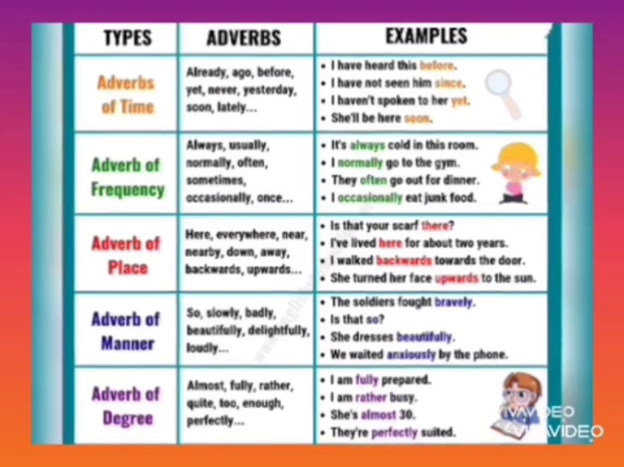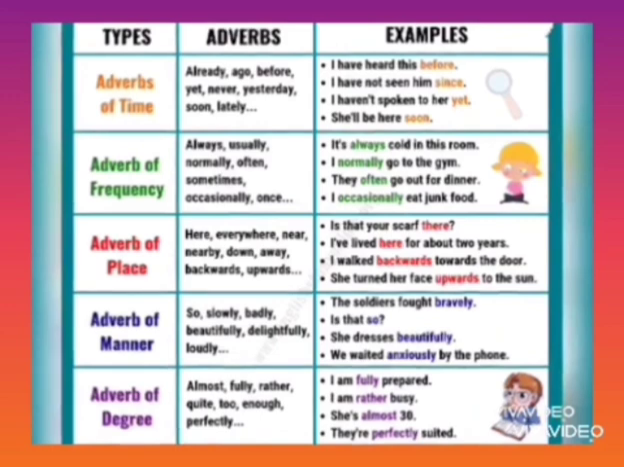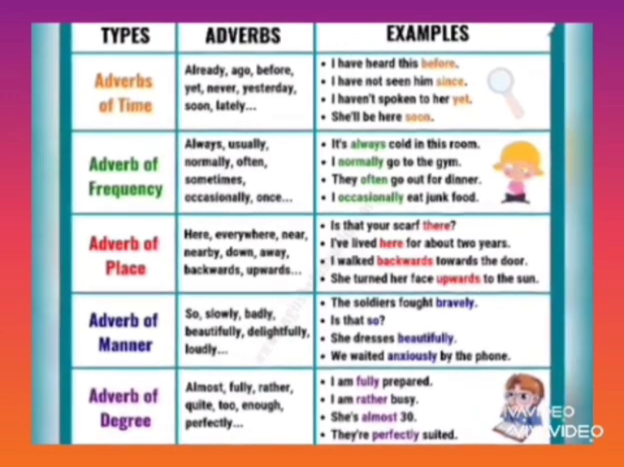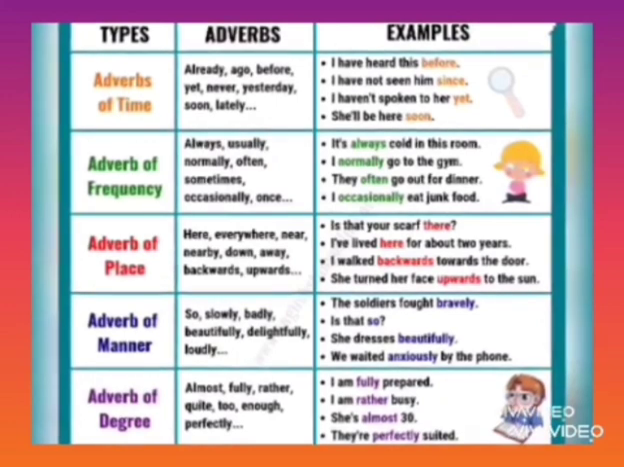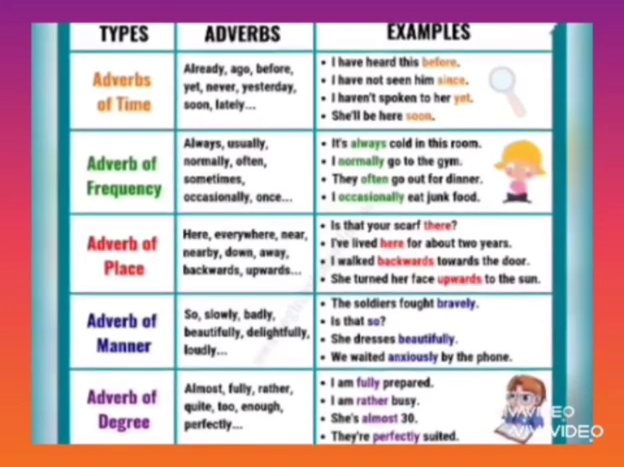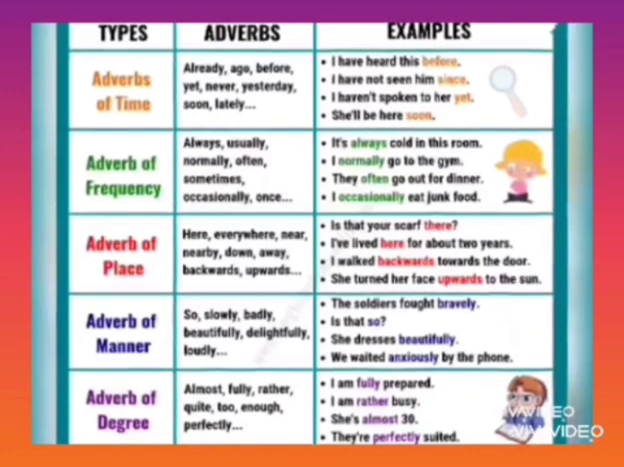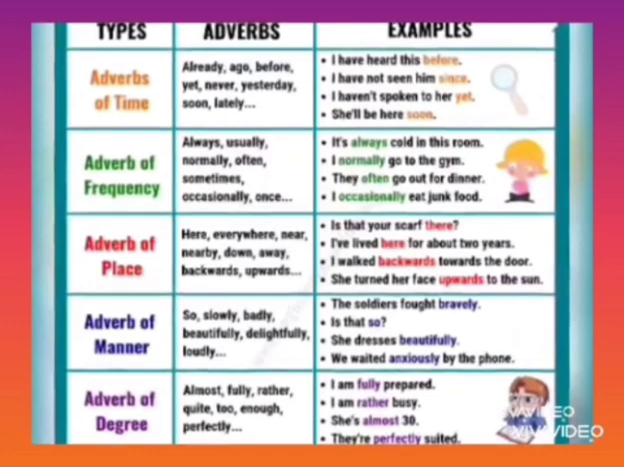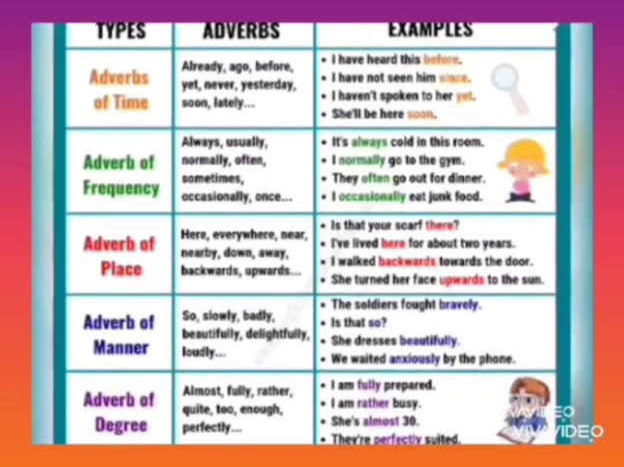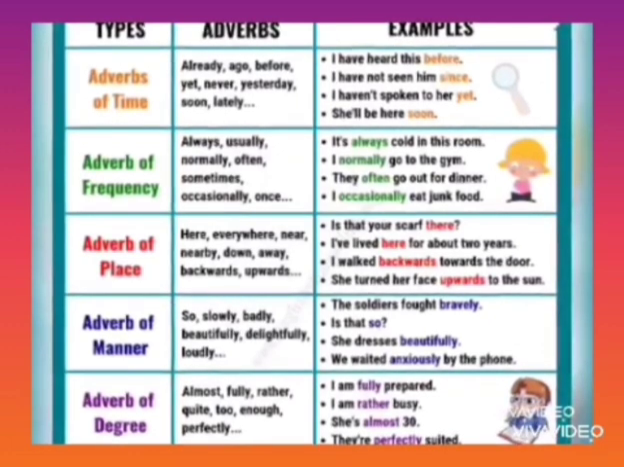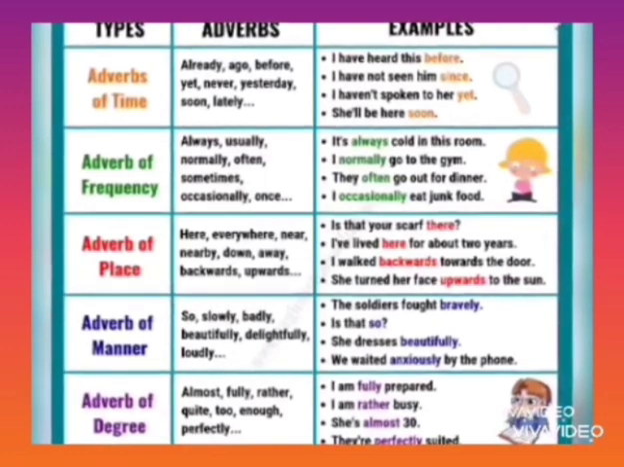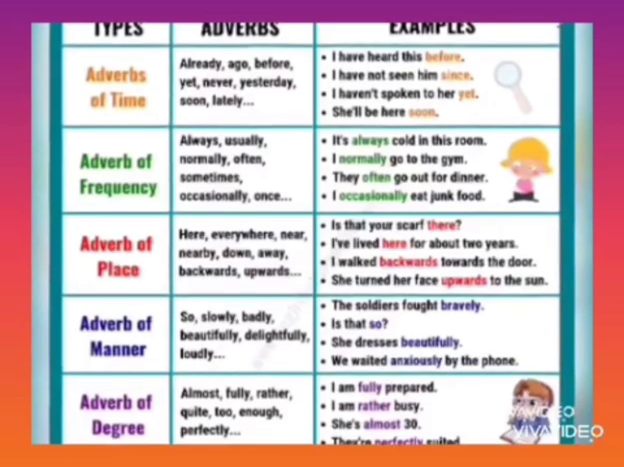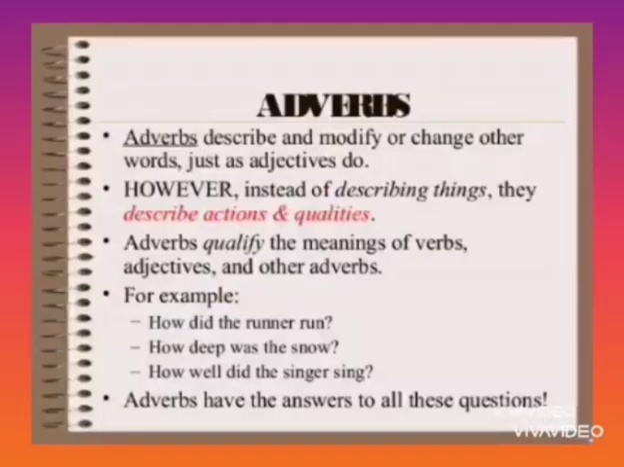Types of adverbs: adverb of time, adverb of frequency, adverb of place, adverb of manner, and adverb of degree. Adverb of time, examples like already: I have heard this before, I have not seen him since, I haven't spoken to her yet. Frequency: always, usually, normally. Place: here, everywhere, near. Manner: slowly, badly, beautifully. Degree: almost, like this one.